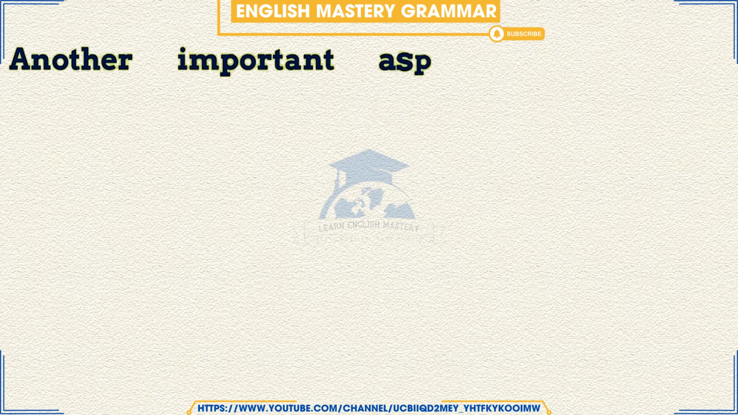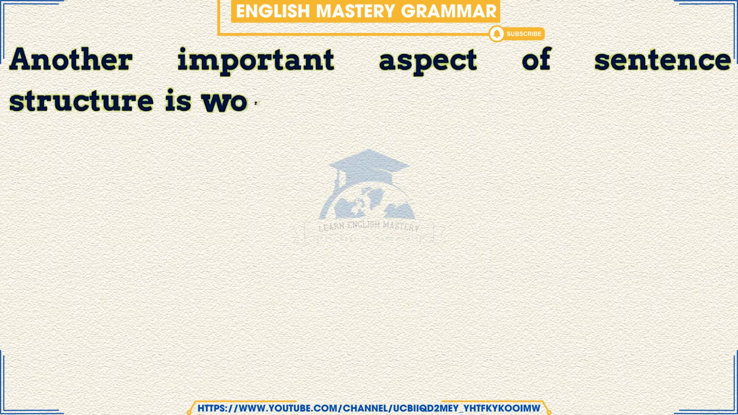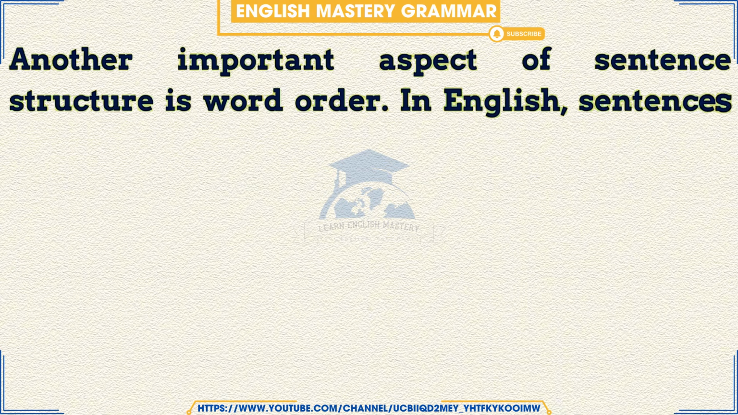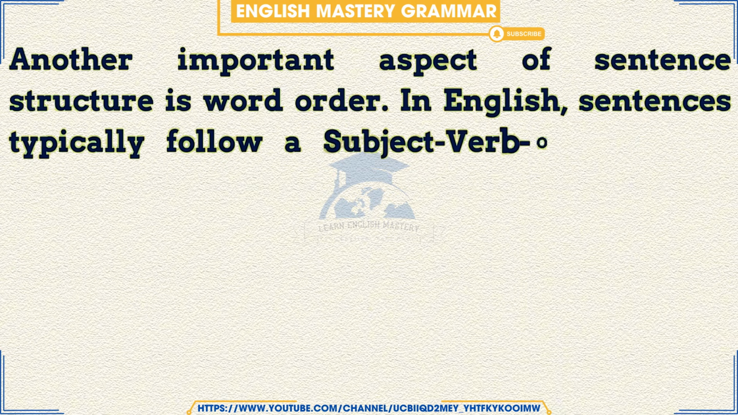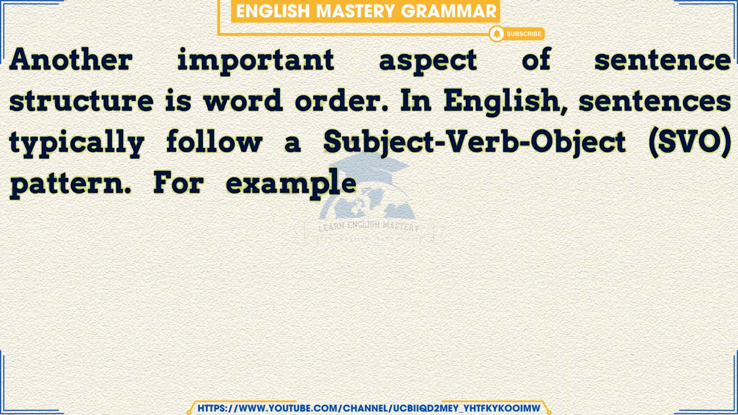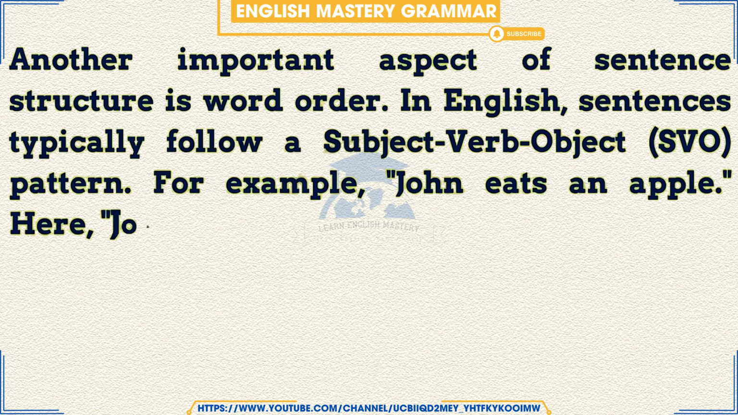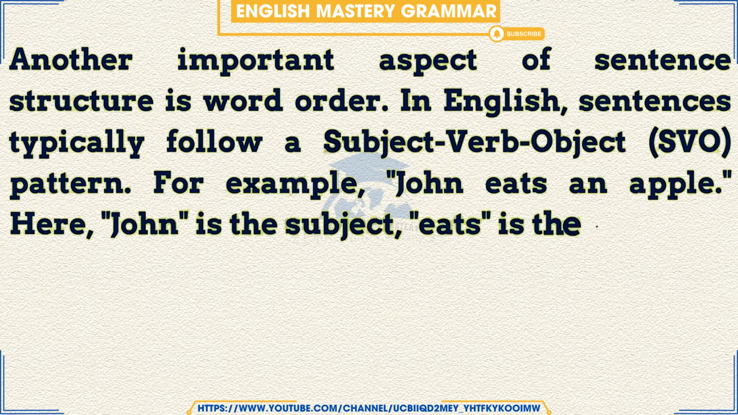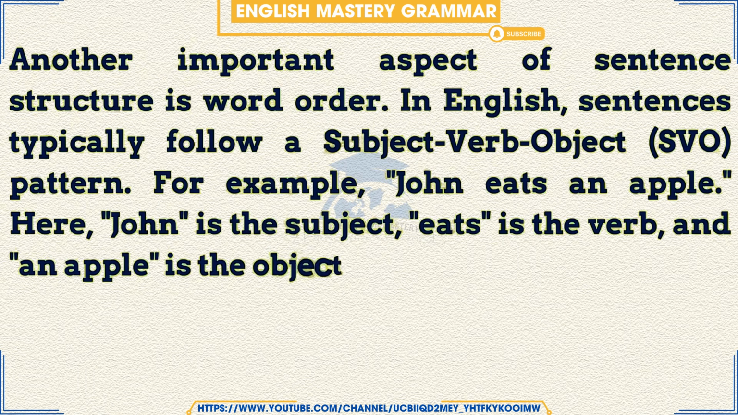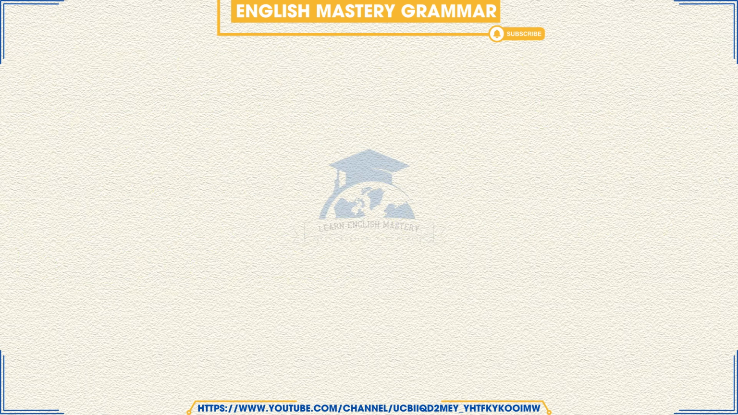Another important aspect of sentence structure is word order. In English, sentences typically follow a subject-verb-object (SVO) pattern. For example, "John eats an apple." Here, John is the subject, eats is the verb, and an apple is the object.